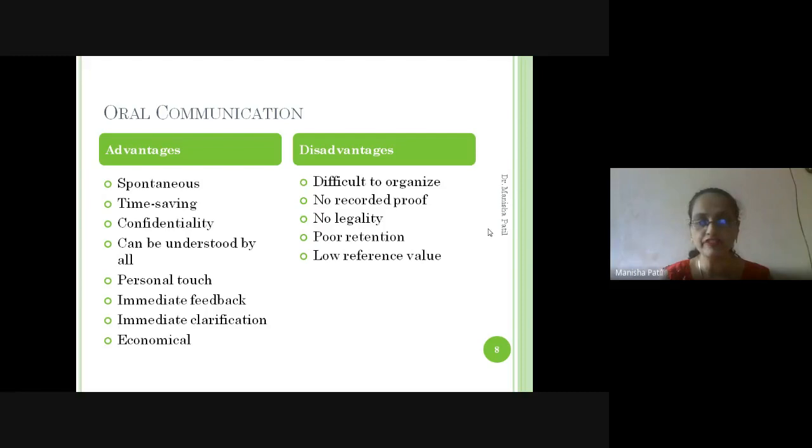Next, low reference value. Because you forget the oral communication, because there is no written proof of it, because it does not have the legal validity, it has very low reference value. It cannot be used in the future. It cannot be referred in the future. Then there is greater scope for misunderstanding.